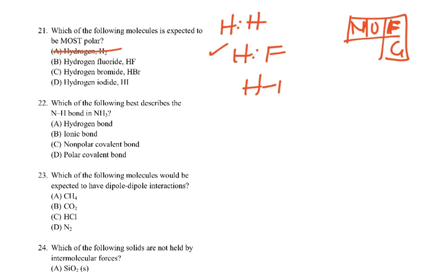HBr, they are both weak. They're neither strong. So that's going to be a nonpolar covalent. And H with I, same thing. Those are both going to be weak nonmetals, so it's going to be nonpolar. So the best answer here is HF. That's a polar covalent bond.